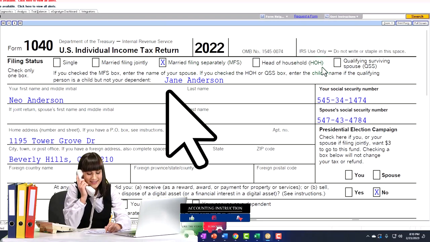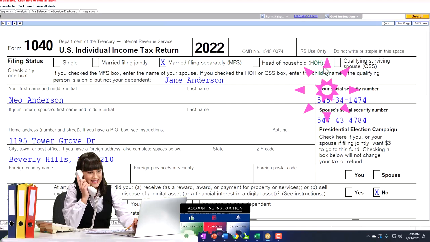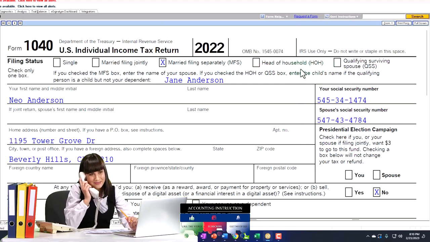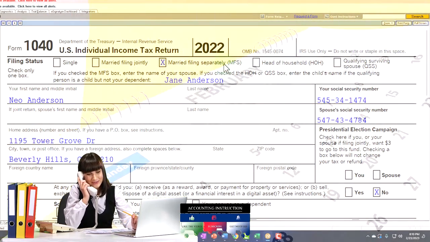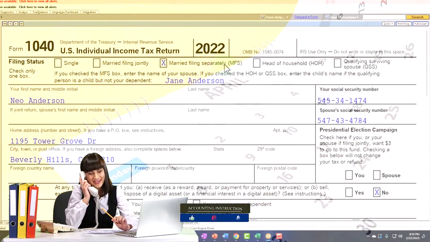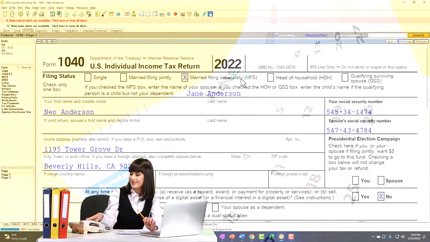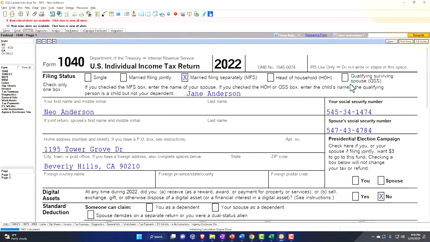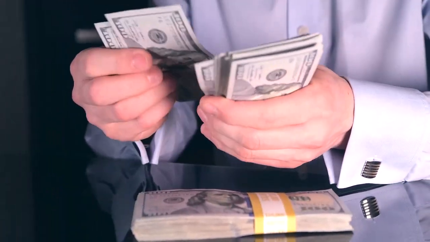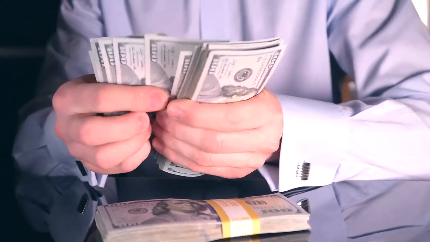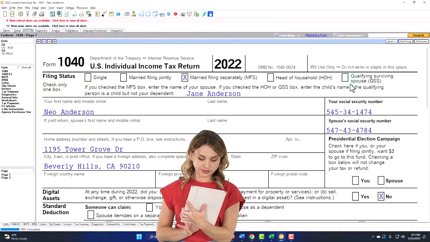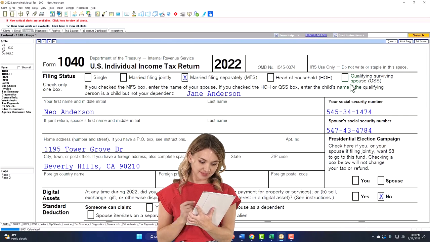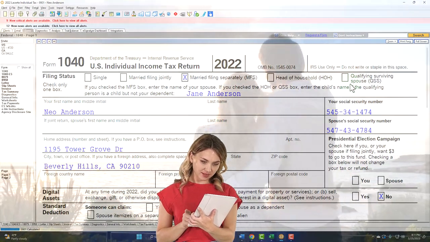And then you've got, of course, the qualifying surviving spouse. So if in the year of 2022 a spouse passed away, that wouldn't be the year you would file as qualifying surviving spouse. Generally, you'd still be filing married, because the second spouse would still have income, or possibly could, during that year. So you'd get the benefit of having a married filing joint return in the year of death of one of the spouses.